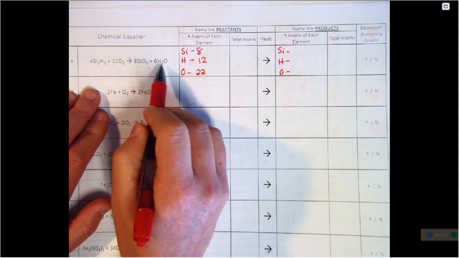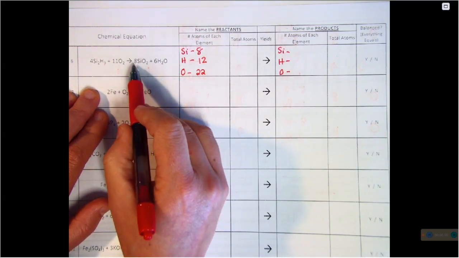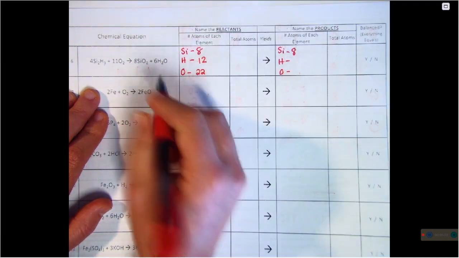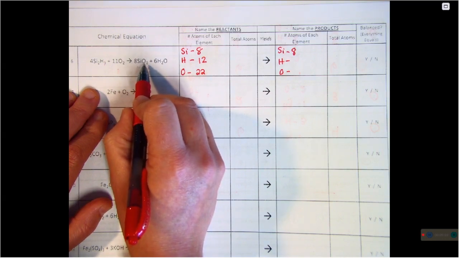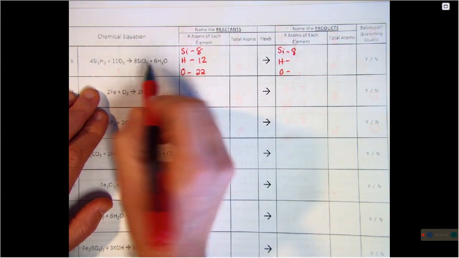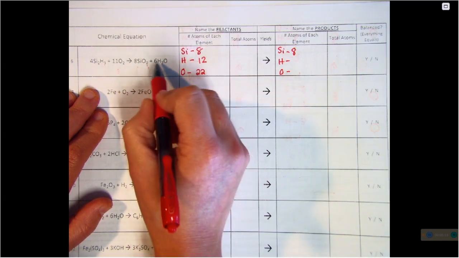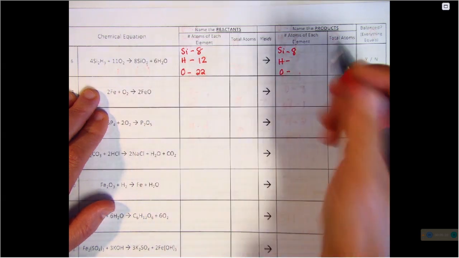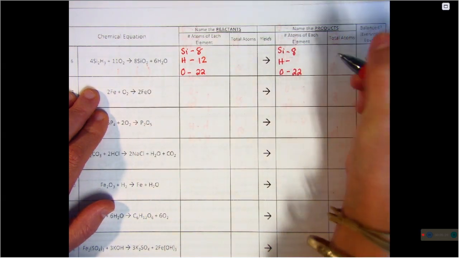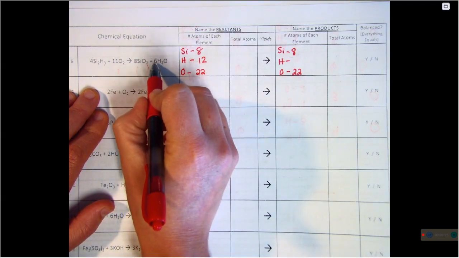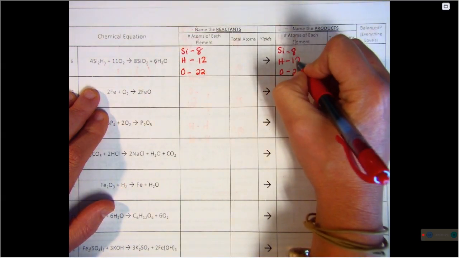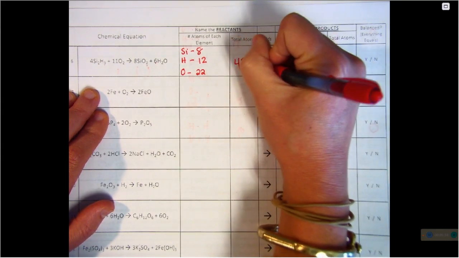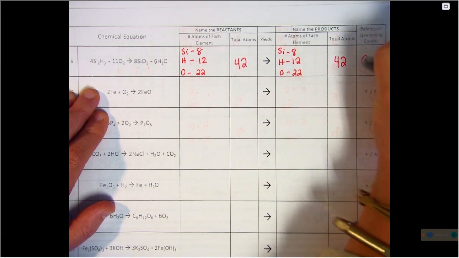Over here, things are separate, so be careful. I have 8 silicons. That's the only silicon I see. That's the same. For oxygen, notice 8 times 2 is 16 oxygens here, and then I also have 6. If I have 16 plus 6, I have 22 oxygens. Notice that is equal. For hydrogen, 6 times 2 is 12. So I've got 8, 8, 12, 12, 22, 22. That is a balanced equation with 42 atoms on each side.